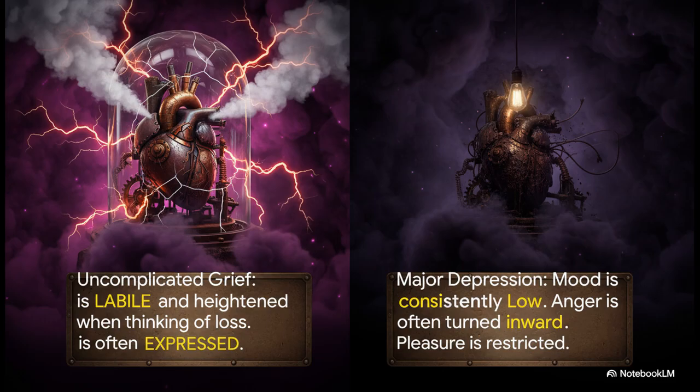Being able to tell the difference between grief and depression, that's a really critical skill. And what I think is so illuminating about this comparison is the contrast. You see, with grief, mood can come and go in waves, right? But with major depression, it's more like a persistent, heavy, suffocating fog.